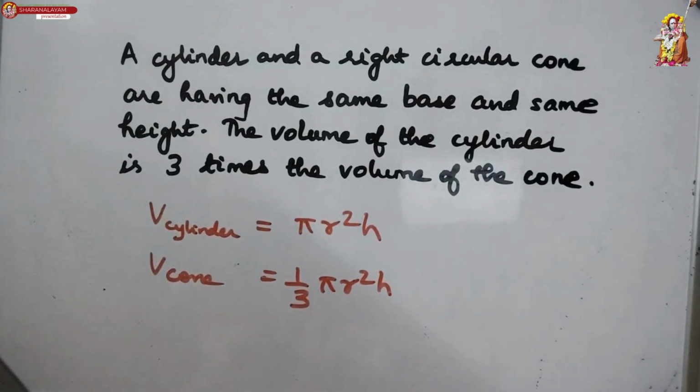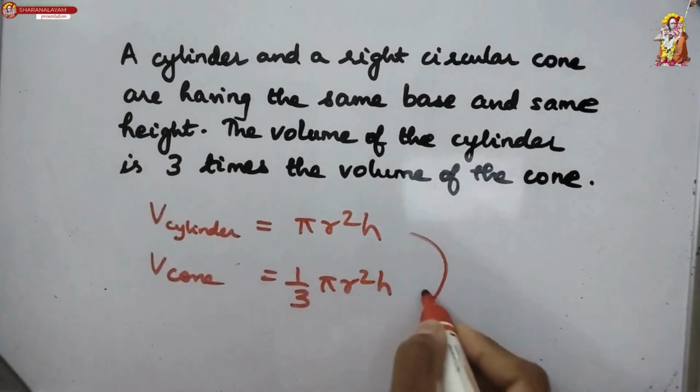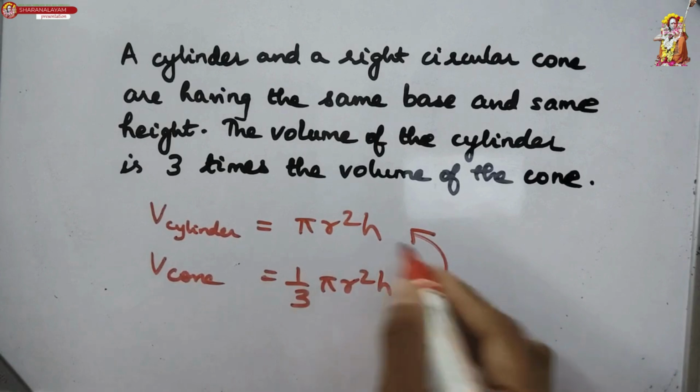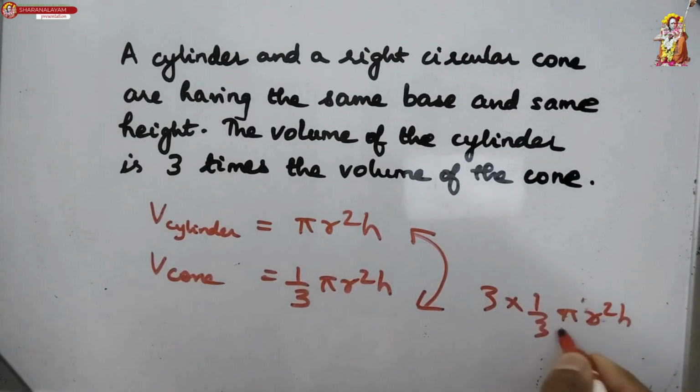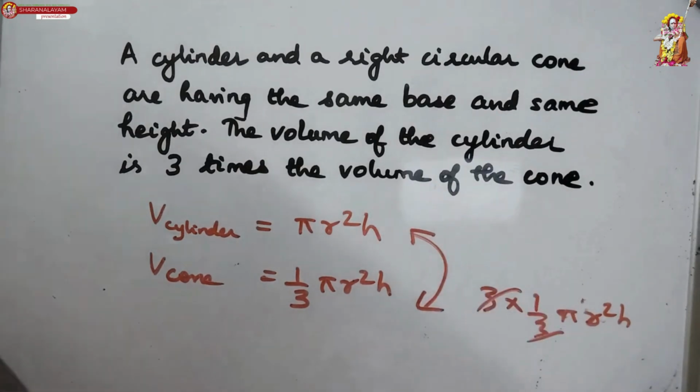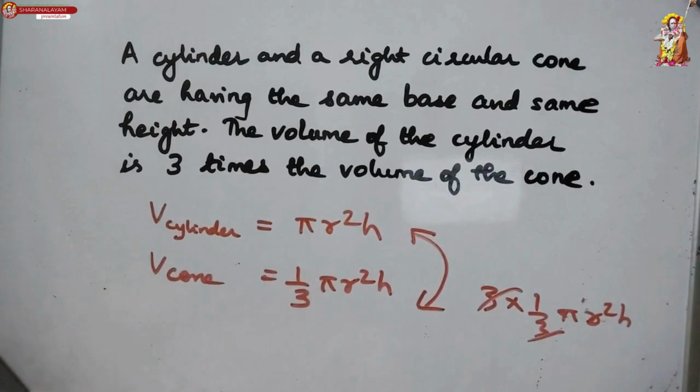Same base means same radius and same height. So obviously the volume of the cylinder is 3 times this, because 3 into 1 by 3 pi r square h will be equal to pi r square h. So the given statement is true.